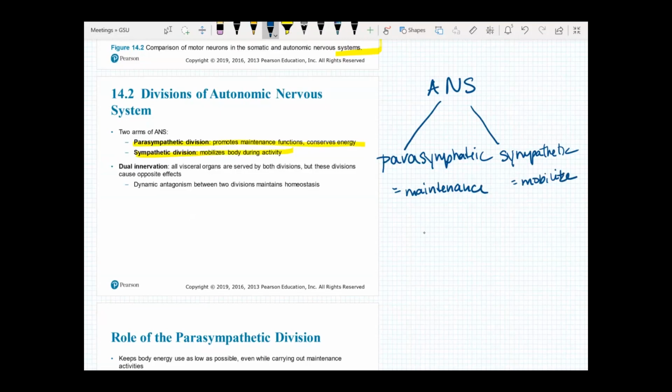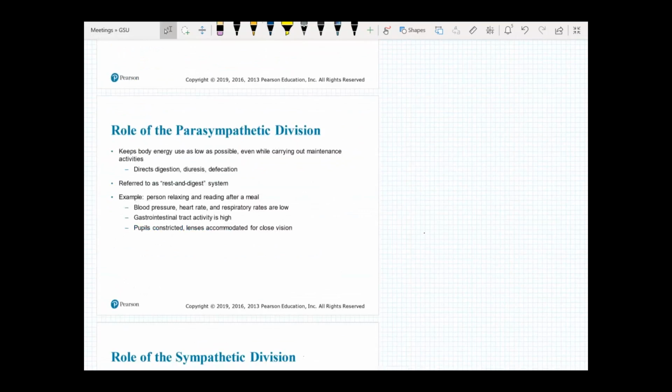And our organs are actually served by both divisions. So these effectors are skeletal muscle, smooth muscle, cardiac muscle, or glands. But the divisions will have opposite effects, so it will turn on or turn off that effector. The role of the parasympathetic nervous system is where we're going to go first, which is our maintenance.